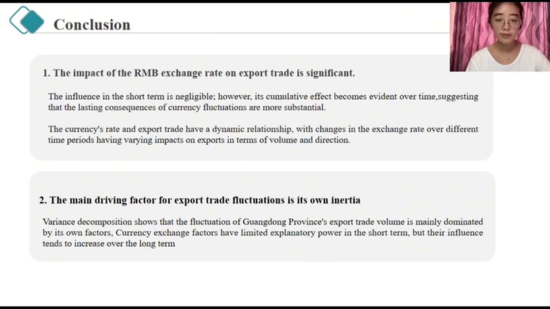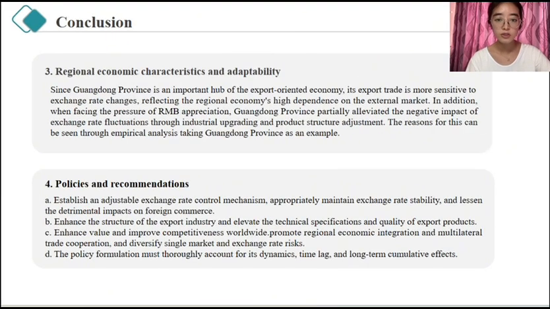Number 2, the main driving factor for export trade fluctuations is its own inertia. Variance decomposition shows that the fluctuation of Guangdong province's export trade volume is mainly dominated by its own factors. Currency and exchange factors have limited explanatory power in the short term, but their influence tends to increase over the long term. Number 3, regional economic characteristics and adaptability.